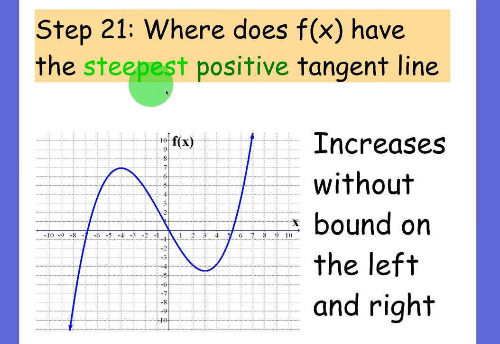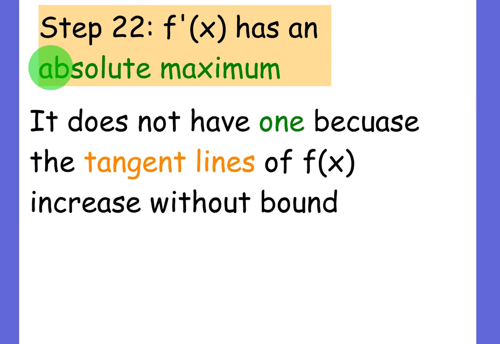In the same way, where does f of x have the steepest positive tangent line? The graph of the derivative would have an absolute max, because that'd be the steepest slope. So that'd be the highest y value for the derivative. But this keeps on going on and on and on. It's going to get steeper and steeper and steeper. And so for that reason, f prime of x will not have an absolute maximum in this case because the tangent lines increase without bound.